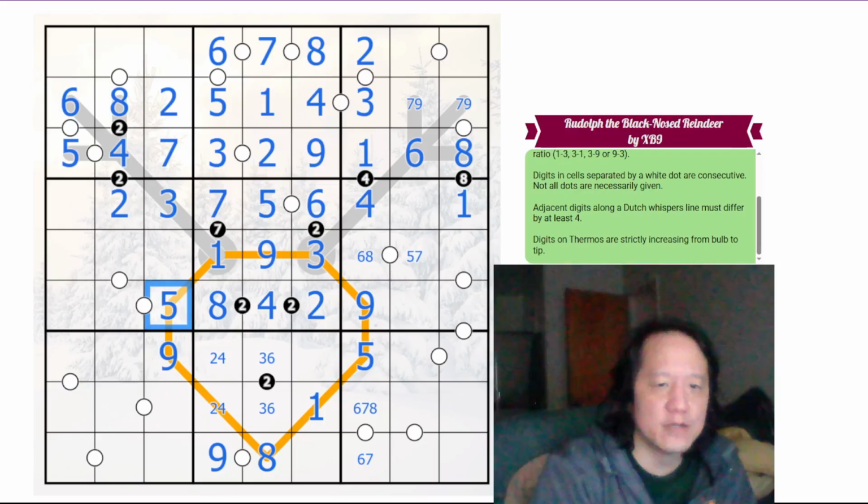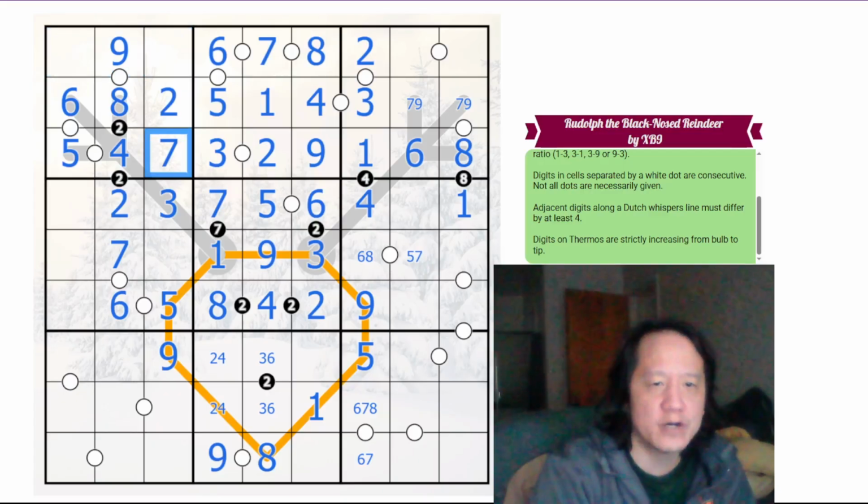5 is only consecutive with 4 and 6, and this can't be 4 because of the 4 in the row, so this is 6, which forces this to be a 7 to be consecutive with a 6 because we already have a 5 in the box. 8 is consecutive with 7 or 9, this can't be 7, so this must be 9. That leaves this as a 1, 3 pair in this upper left-hand box. 3 eliminates 3 here, so it's 1 and 3. That leaves this as a 4, 5 pair.